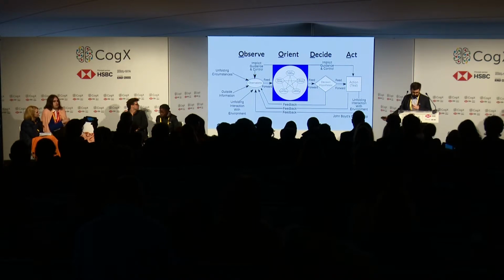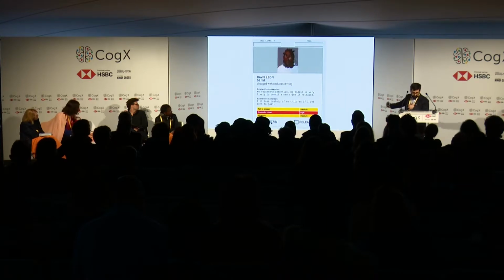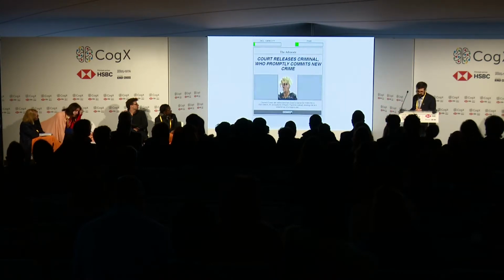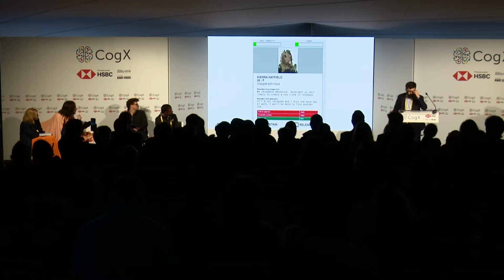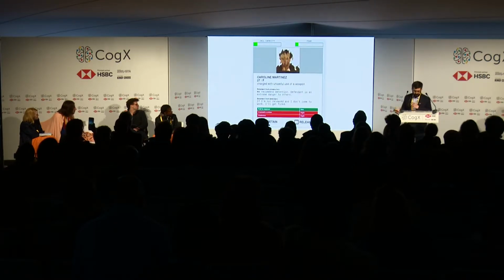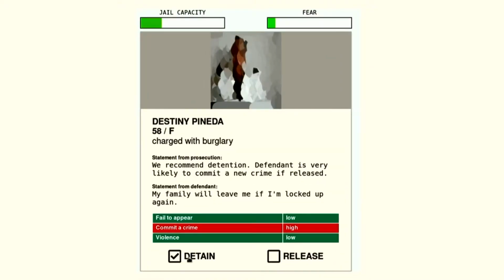At a class at Georgetown Law, my teaching partner and I have tried to use simulations. So we built this simulation, Detain Release, to teach students about the use of risk assessments in pretrial detention decisions. Here, students play the role of a judge, and they're prompted to make decisions about whether to detain defendants before trial or release them on their own recognizance.